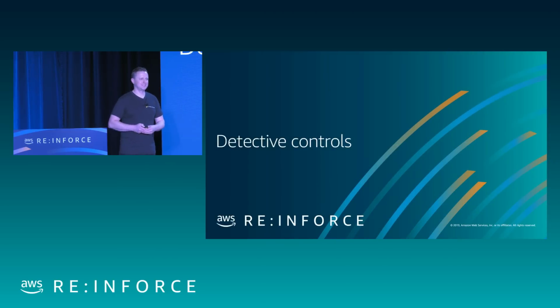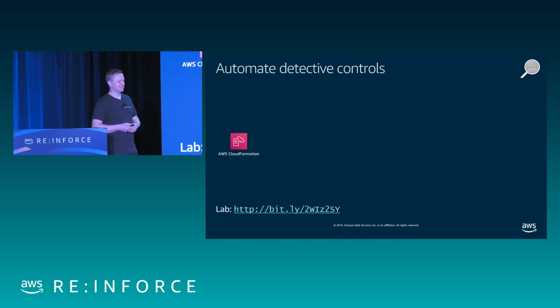Detective controls. Here's automation again. We can use CloudFormation to turn on all the detective controls for us. And I know a lot of customers that do this as the baseline for when they create a new AWS account. And there's a lot of new features coming in different services that are going to help you out with this as well. So starting off with CloudFormation.